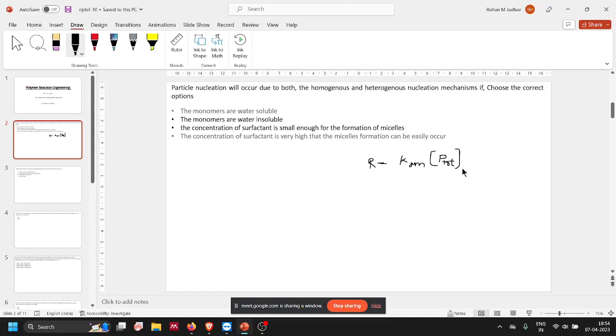Total polymer divided by the volume of it. So here you can see the rate coefficient for radical entry into the micelles and the number of micelles inside the reactor. The concentration of surfactant should be high enough that micelle formation can easily occur, because this is controlling the nucleation mechanisms in the emulsion polymerization process. Moving on to the next question.